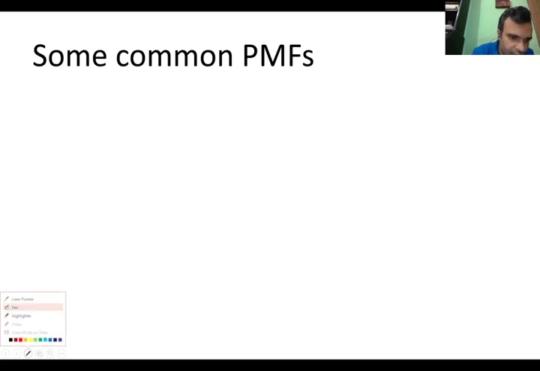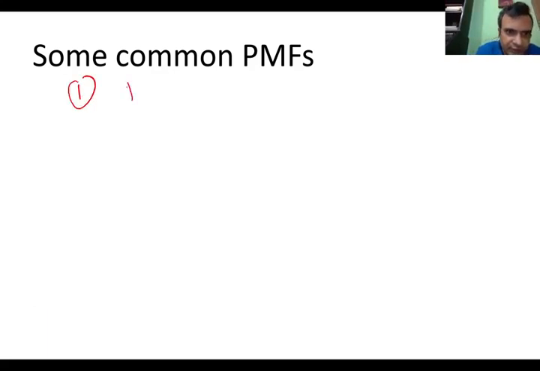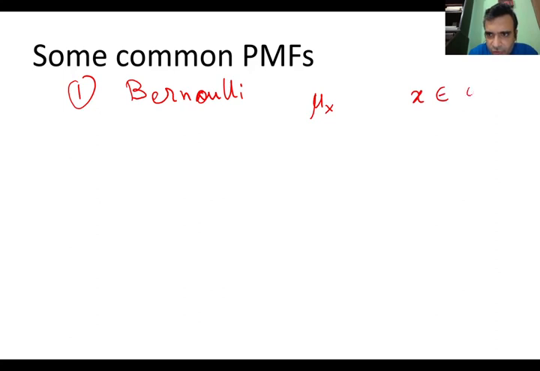Let's talk about some common probability mass functions. The first one is what you just saw. It's the Bernoulli probability mass function, and we define this using a parameter mu. Okay, we can call it mu capital X. Alright, so what is mu x? So that is the probability that the random variable will take value 0. So here this is for a variable x, where this x belongs to 0 and 1.